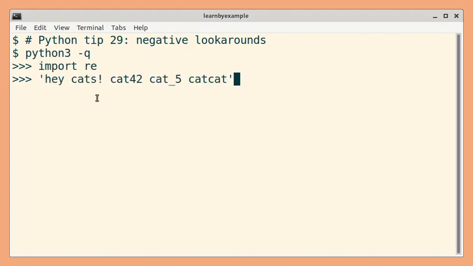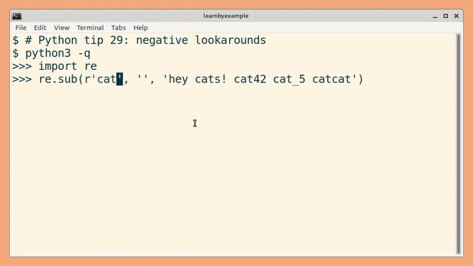Consider this sample input string. Our goal is to replace occurrences of cat only if it is not followed by a digit character. So to do so, we can match cat and we will use negative look ahead. So this exclamation makes it negative. So we don't want to match a digit character.